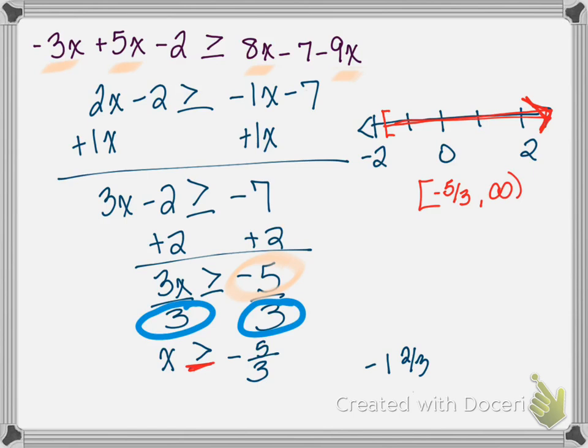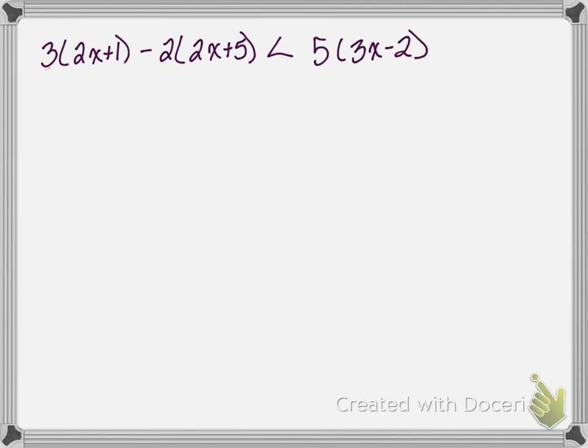Okay. Can I move off the screen? Okay. So now we have one that requires the distributive property. Okay. 3 times 2x plus 1 minus 2 times 2x plus 5 is less than 5 times 3x minus 2. So the first thing that we have to do is we have to distribute. Okay? So I'm distributing my 3. 3 times 2x is 6x. 3 times 1 is 3.